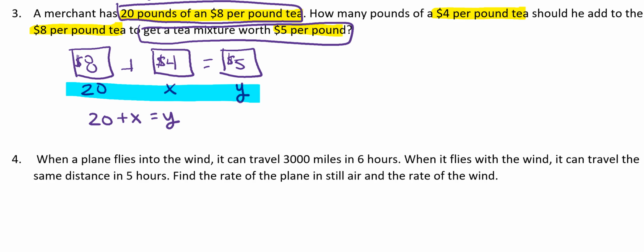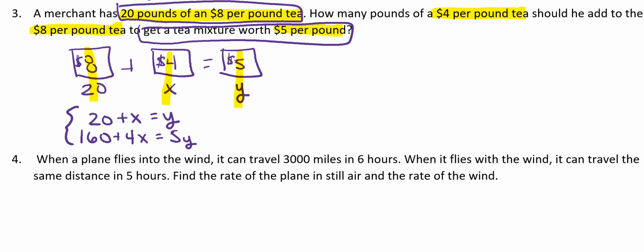And then again, our second equation comes from multiplying 8 times 20, 4 times x, and 5 times y. So 8 times 20 is 160, plus 4x equals 5y. And again, this one would probably be best solved by substitution because it's already solved for y, but you could just as easily use elimination. And you want to know how many pounds of just the $4 per pound tea should be added. So the only thing we're really looking to solve here for is x.